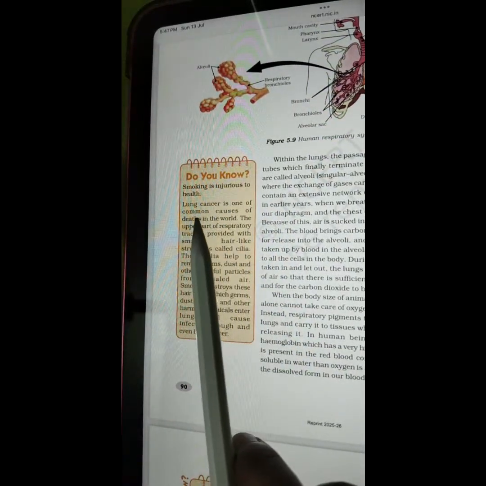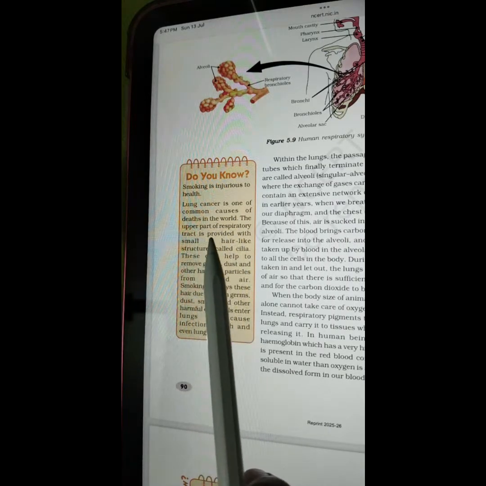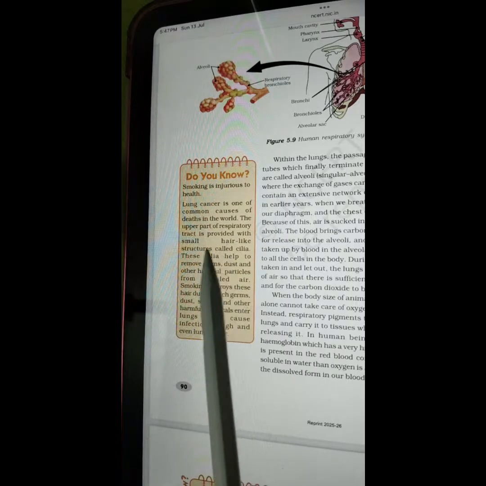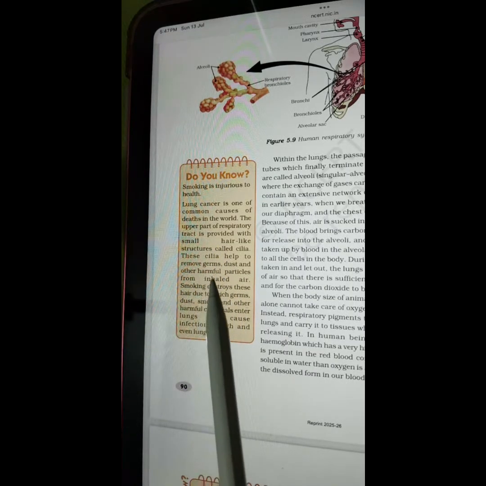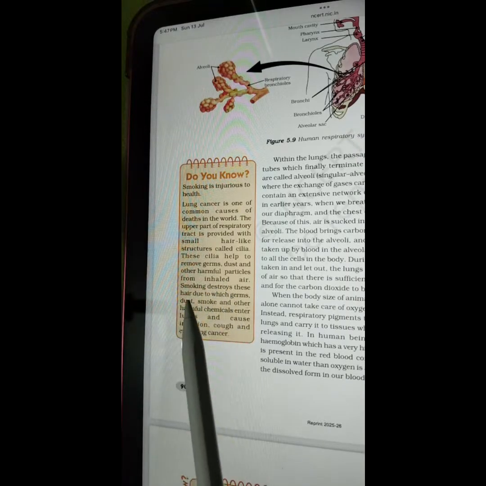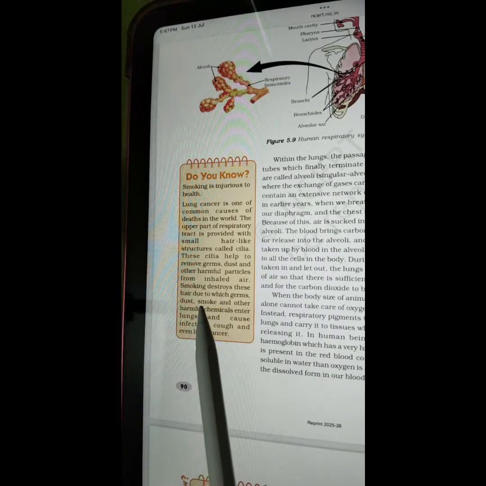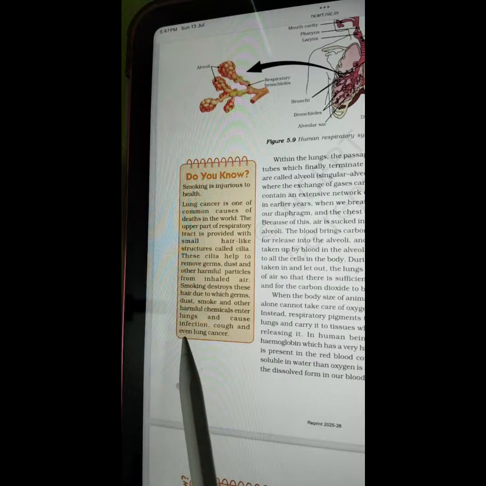Do you know? Smoking is injurious to health. Lung cancer is one of the common causes of deaths in the world. The upper part of respiratory tracts is provided with small hair-like structures called cilia. These cilia help to remove germs, dust, and other harmful particles from inhaled air. Smoking destroys these hair, due to which germs, dust, smoke, and other harmful chemicals enter the lungs and cause infection, cough, and even lung cancer.